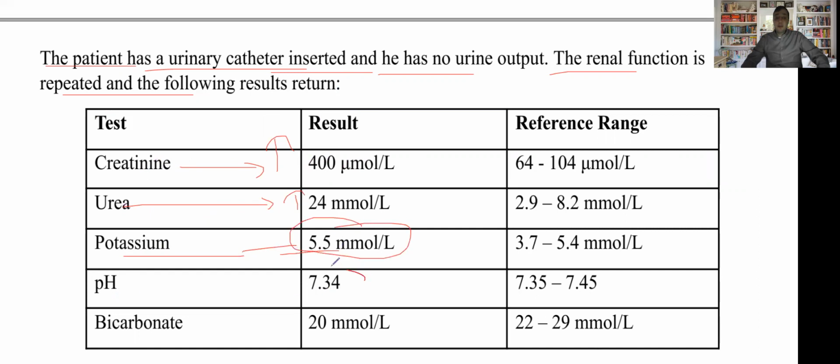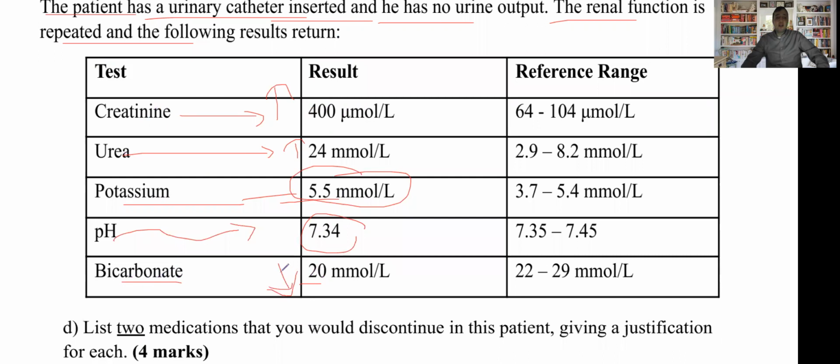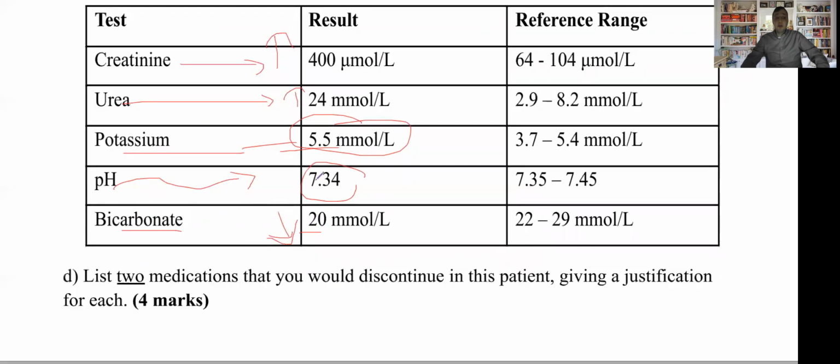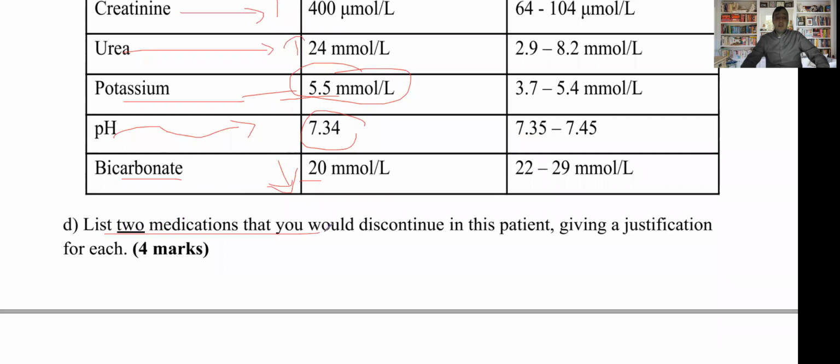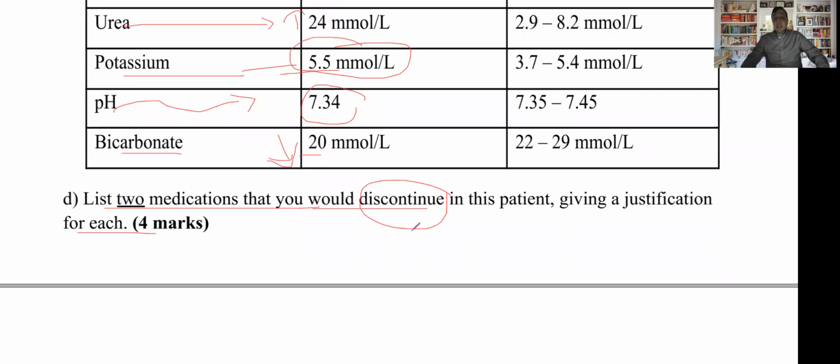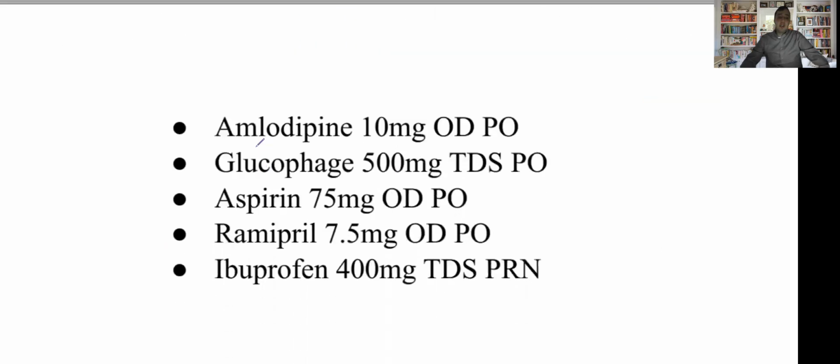pH 7.34, so the patient's pH is normal, so the patient is most likely still compensated. And bicarbonate 20 is low, so the patient has an element of metabolic acidosis, but he's still compensated because the pH is still normal. List the 2 medications that you would like to discontinue in this patient, giving justification for each one. Here, very important, you have to mention the 2 medications and your justification or explanation why.